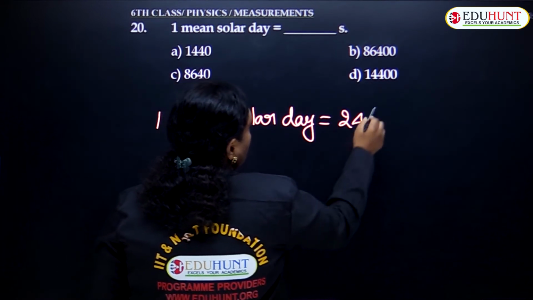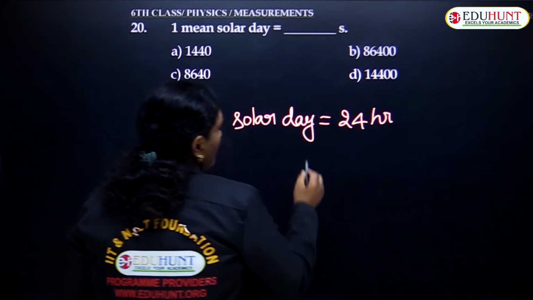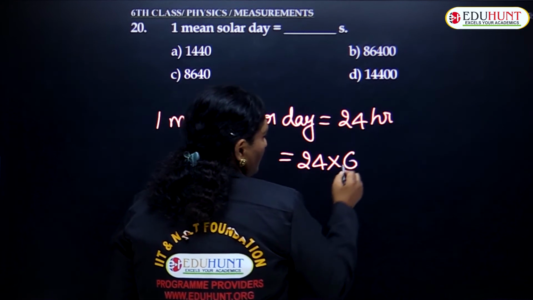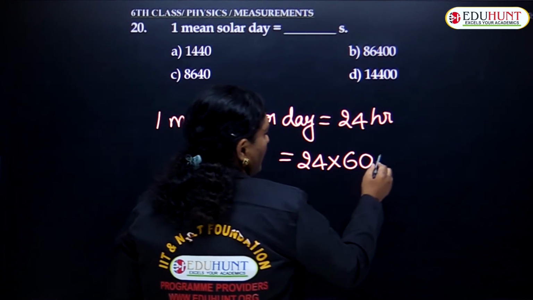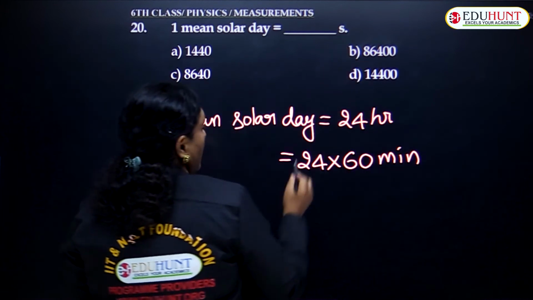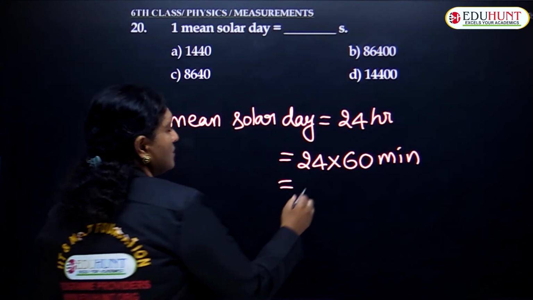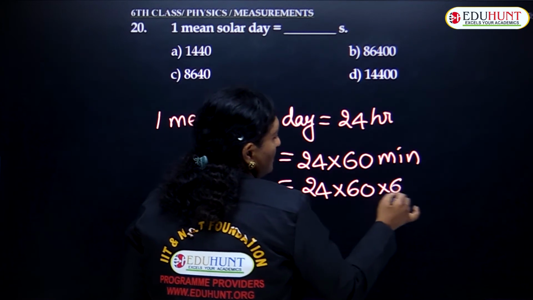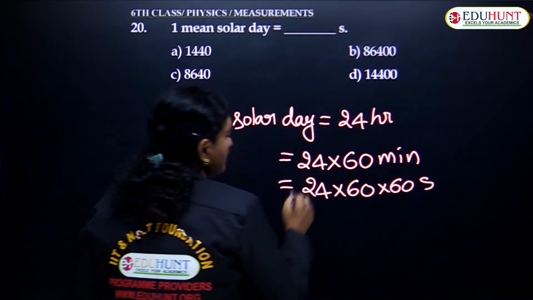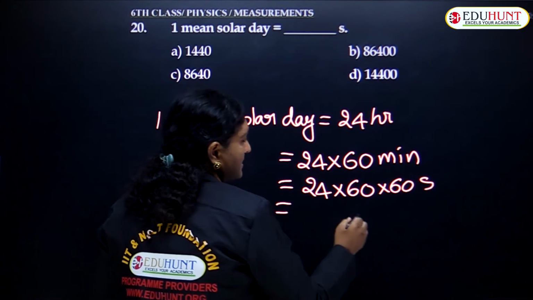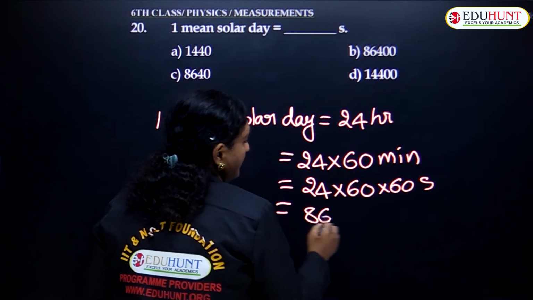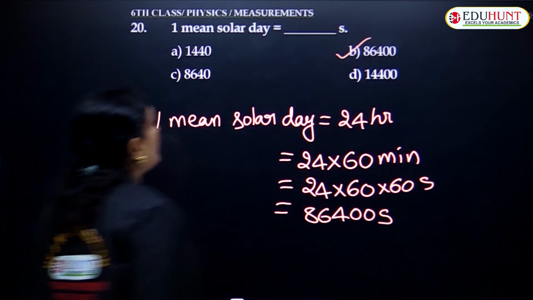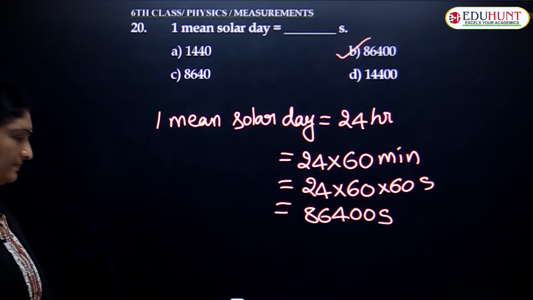So 1 mean solar day has generally 24 hours. If you would like to convert into minutes, it will be 60 minutes. But here, as the answer is asked in seconds, again you need to convert this into seconds, as each minute is equal to 60 seconds. Hence, if you multiply 24 into 60 into 60, you will get 86,400 seconds. Hence, the correct answer would be option number B.